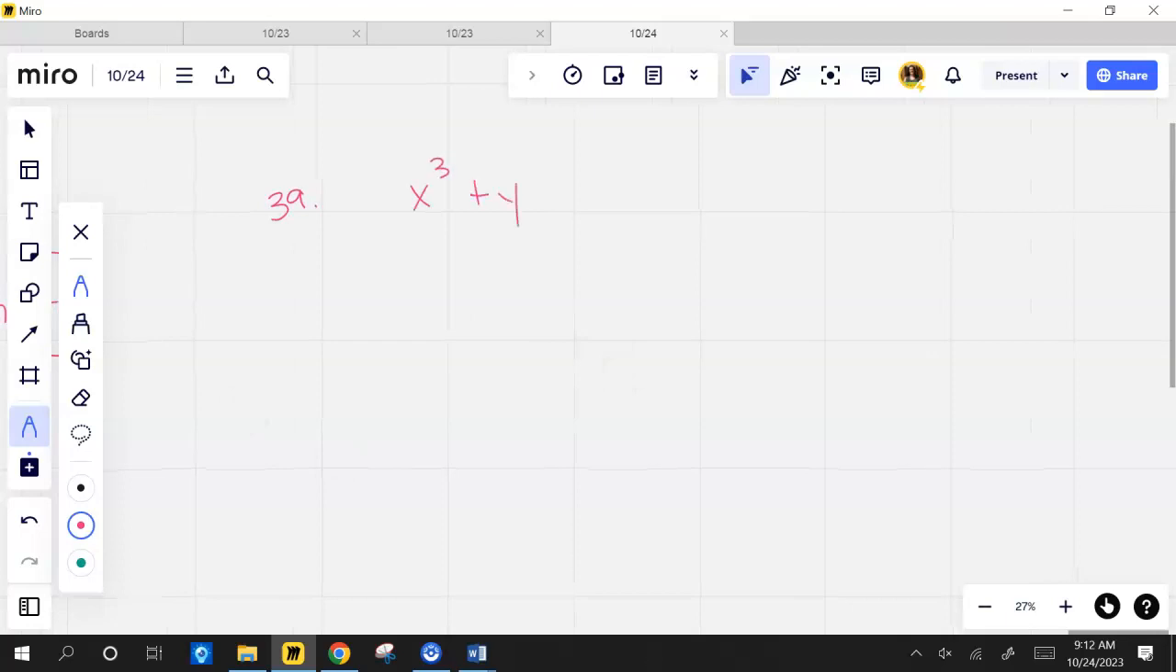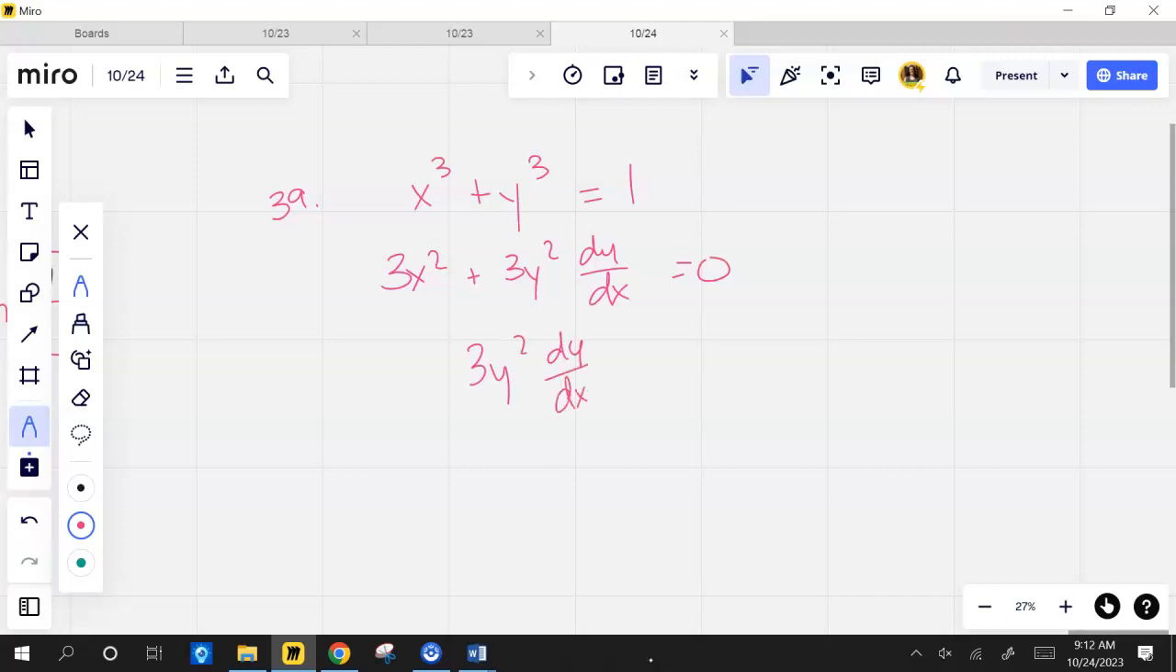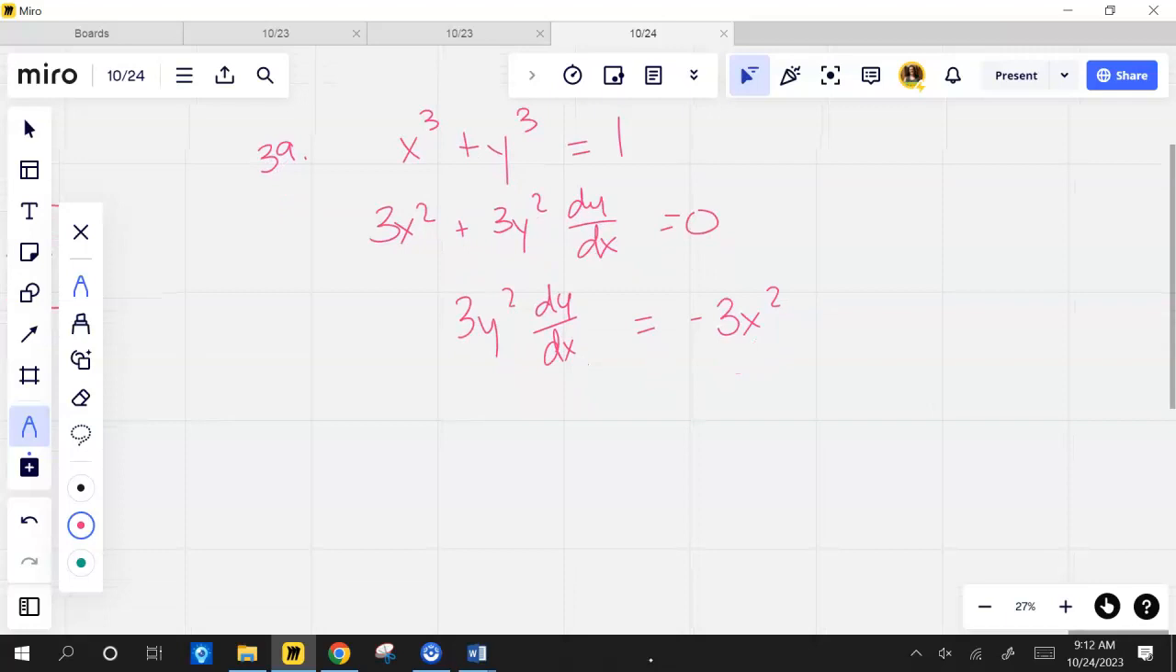X cubed plus y cubed equals 1. So let's do first derivative first. 3x squared plus 3y squared dy dx equals 0. And I'm just going to solve for dy dx. And I think the first derivative is pretty easy for you guys. It's whenever you get to the second that you start struggling. I'm going to divide by 3y squared. I get negative x squared over y squared.